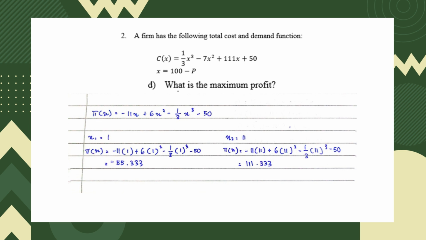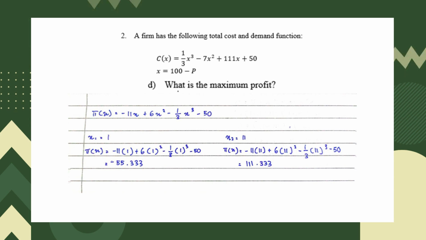So instead we use the second x, which is 11. Substitute 11 into the profit function, and then we will get 111.333, and this number is the maximum profit of the function.